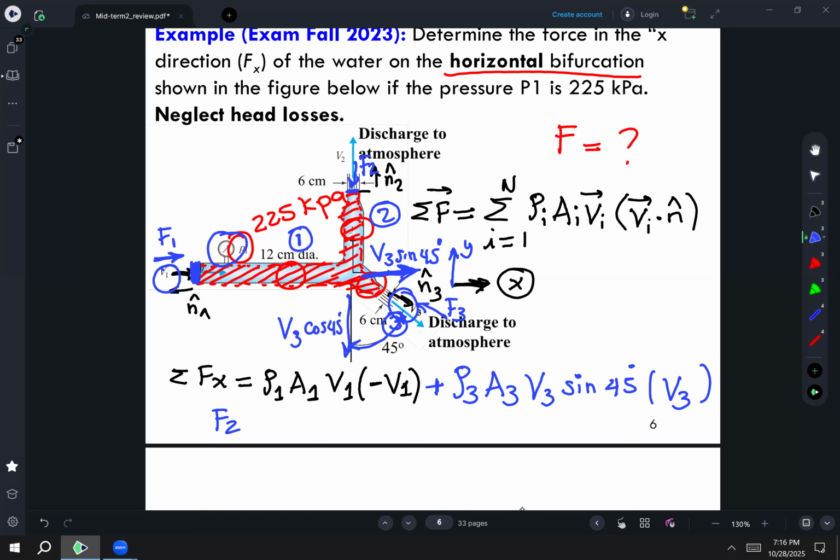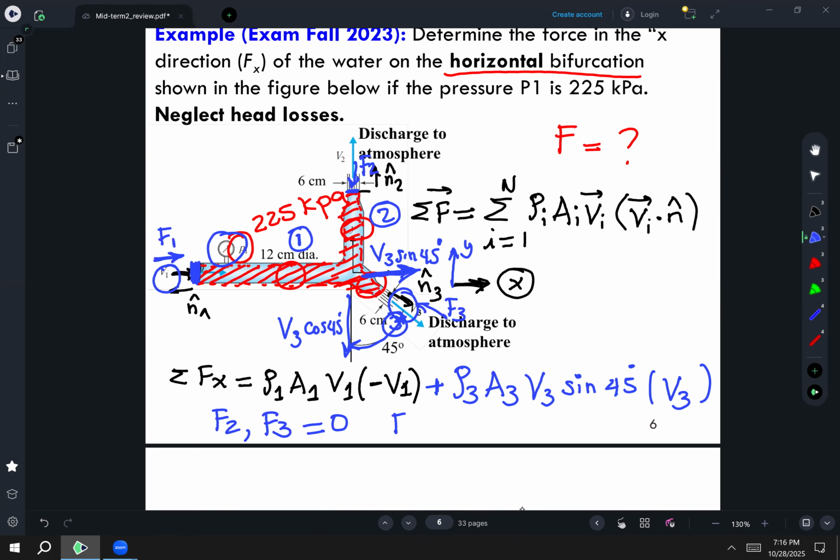F2 and F3 will be equal to 0. And the reason is because the pressure in 2 and the pressure in 3 are equal to 0. They are atmospheric pressure. So if the pressures are equal to 0, the force is also going to be 0.